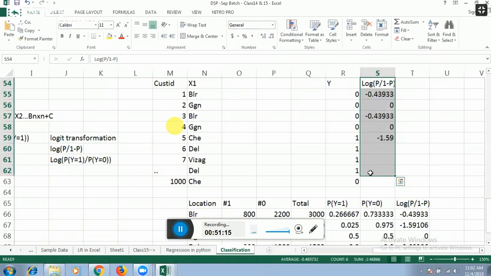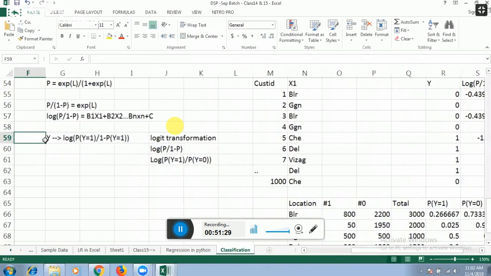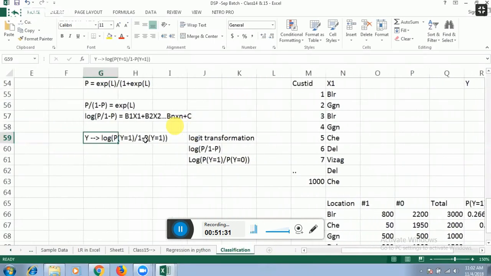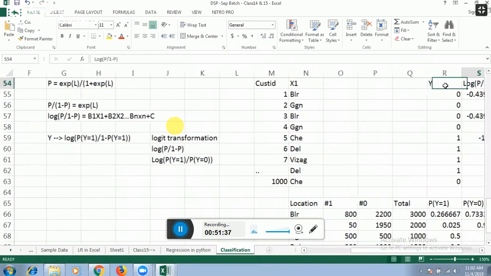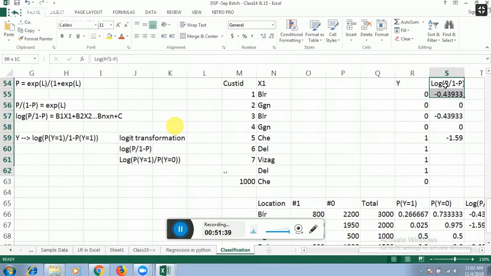Of course, you don't need to do all of these calculations, but I'm saying that this is how you are relating the concepts. Are you able to follow me now? So that is how you are converting y into log of probability of y equal to 1 by probability of y equal to 0. So now instead of taking this variable, I'm going to take this variable, which is nothing but a continuous variable.